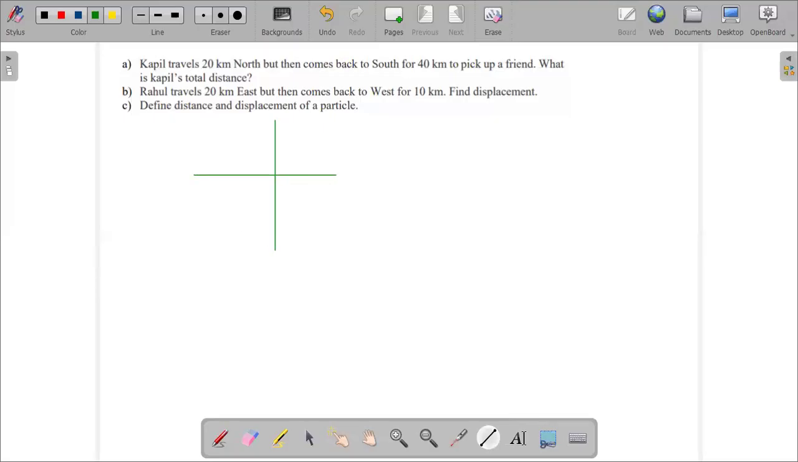Okay, sir. Just see. So this is what we have: north, south, east, west. This one is our north, south, east, and west. So first of all, Kapil is moving. So Kapil moves from here 20 kilometer, and then he traveled 40 kilometer back. So from here he travels 40 kilometer back, which will be somewhere here. You have to find the total distance traveled by him. So 20 plus 20, 40, 40 plus 20, 60.